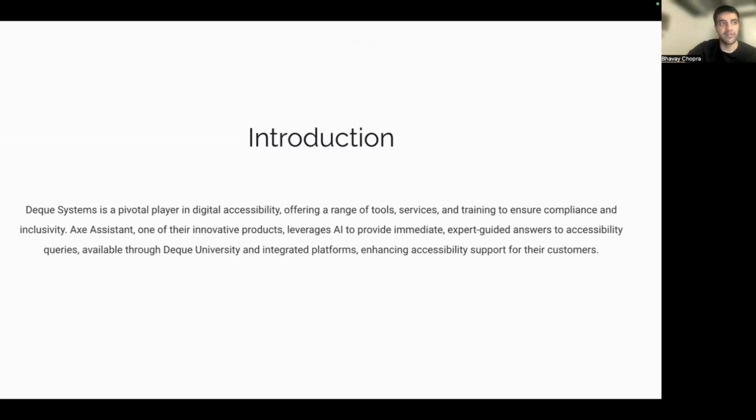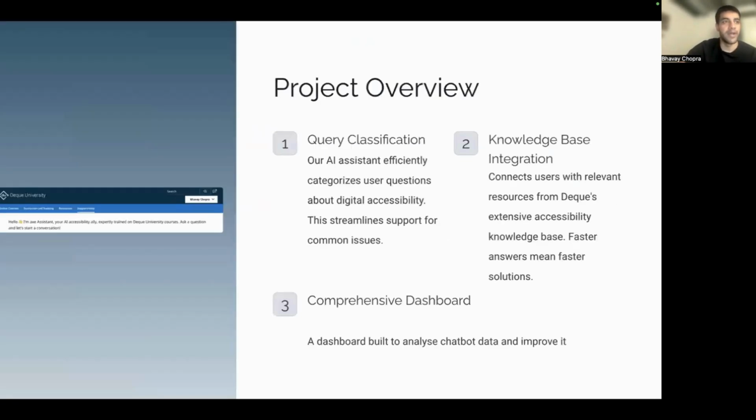My team consists of myself, Siddharth Mathur, Abhijay Tyagi, and Rahul Shetty. So, what does Axe Assistant do? Axe Assistant, developed by DQ Systems, is an AI-driven tool designed to provide quick and accurate answers to accessibility-related queries. So it's basically a chatbot. It is trained on DQ University's vast knowledge base, enabling it to categorize and address user queries efficiently, offer real-time guidance on accessibility compliance, and generate accessible code snippets and provide documentation references.